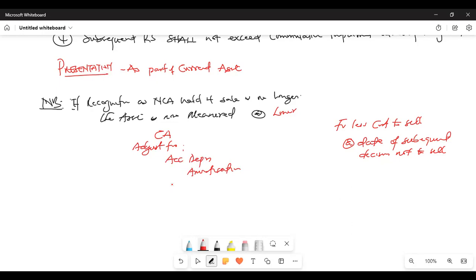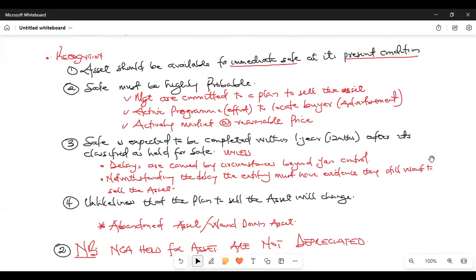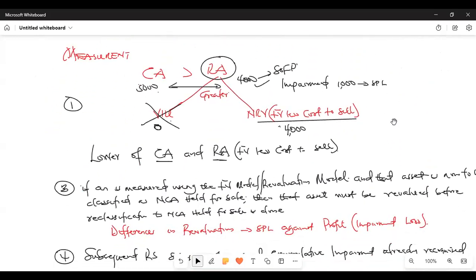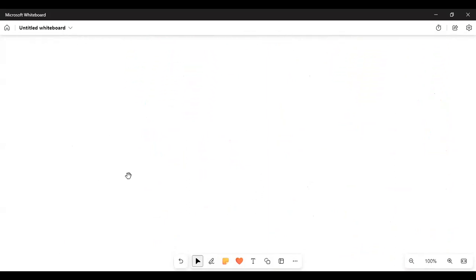Now, we have another part of this standard, which is called discontinued operations. But as far as NCA held for sale is concerned, this is where we talk about it. If you have any question, you will ask, because very soon we are going to bring up some computational examples for you to see how it operates. As it stands, this is what NCA held for sale is about. If there is no question, I'm going to give you a brief on discontinued operations. It's a very short thing. So let's look at the second part of the standard, which talks about discontinued operations.